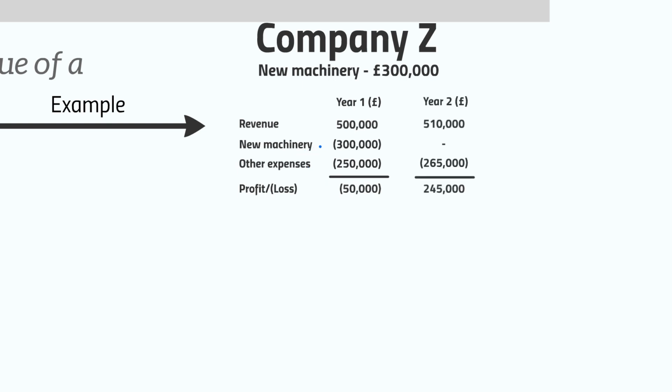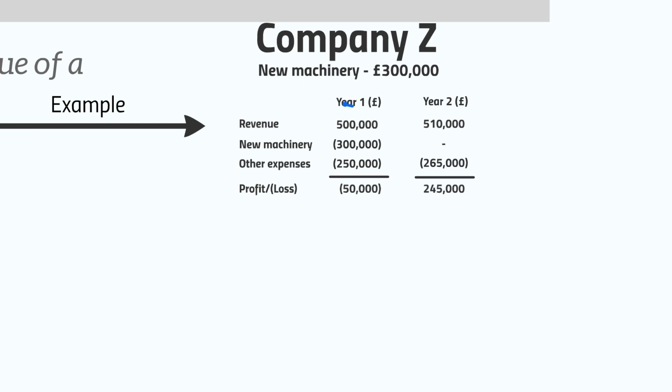Then in year two, the company's revenue has gone up a little bit. They're slowly increasing their turnover, which is good. They didn't buy any new machinery this year, so they're not going to include any cost for that. And their other expenses also went up at an incremental rate. So overall, the company made a profit of £245,000.